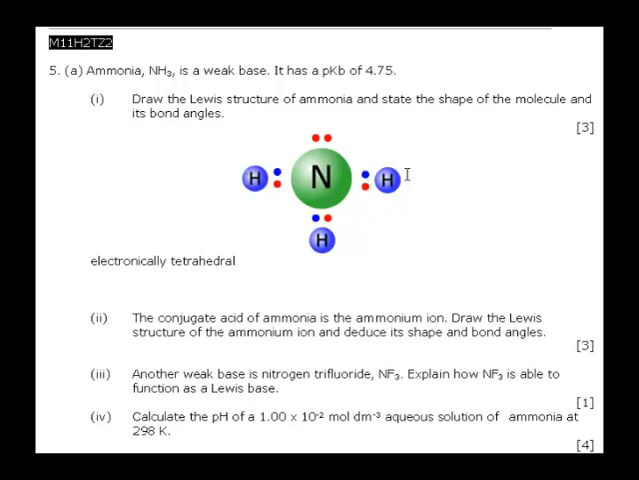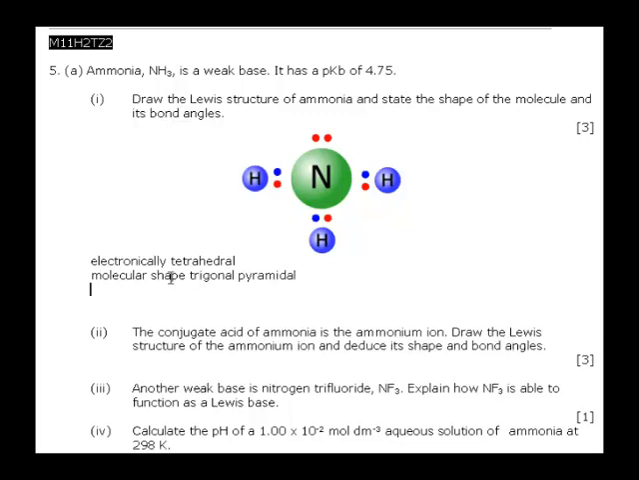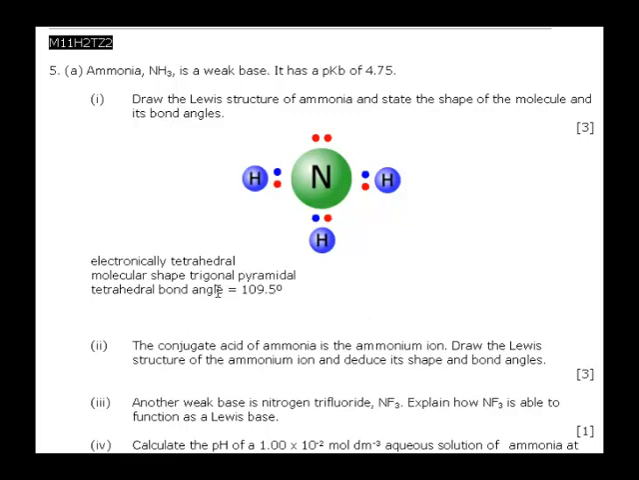The bottom 3 bonding pairs here are visible, so these will be the bottom 3 prongs of a tetrahedron, and that leaves the molecular shape. This is trigonal pyramidal. Now, as the bonds are based on a tetrahedron, they would normally have a tetrahedral bond angle, which is 109.5 degrees.